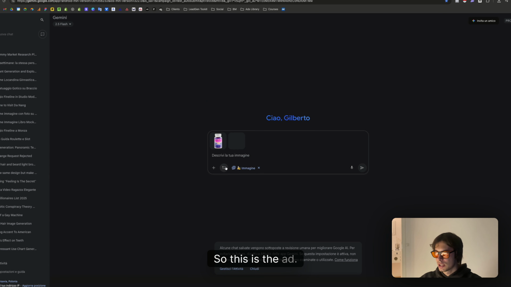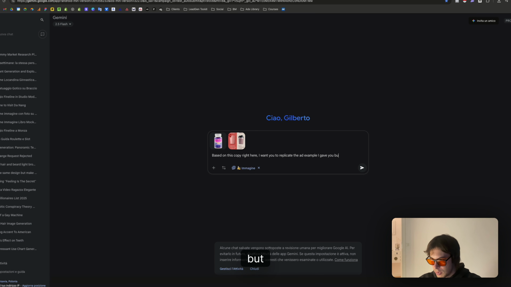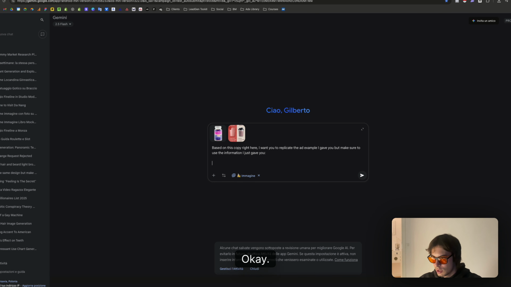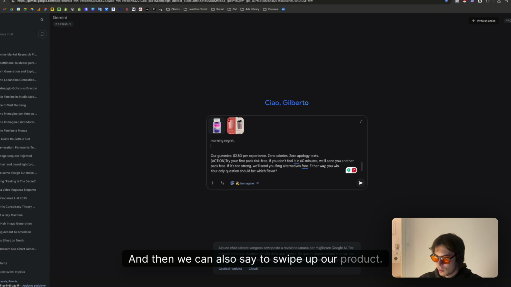And then I can also upload, for example, the pictures of an ad that I would like to replicate. Okay, so this is the ad. And now, for example, I can paste essentially the copy. So, based on this copy right here, I want you to replicate the ad example I gave you, but make sure to use the information I just gave you. Okay, this is the copy, and then we can also say to swap out our product.